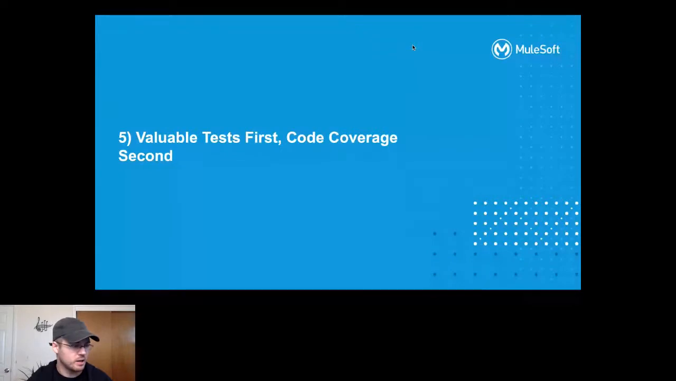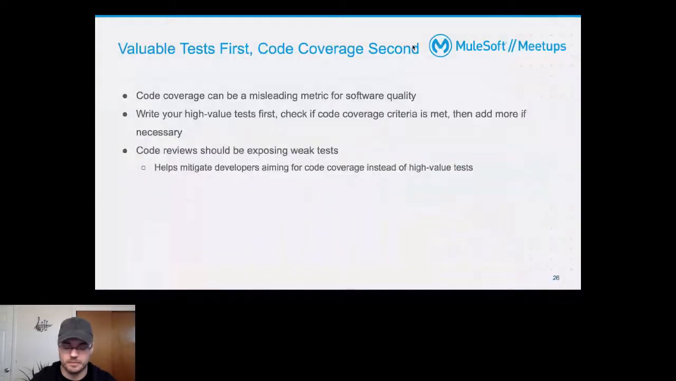So fifth, and this is the final major point. I go over some minor points after this as well. But in terms of priority, you want to put your valuable tests first and your code coverage second. I kind of alluded to this earlier in the chat. Code coverage can be a misleading metric for software quality.